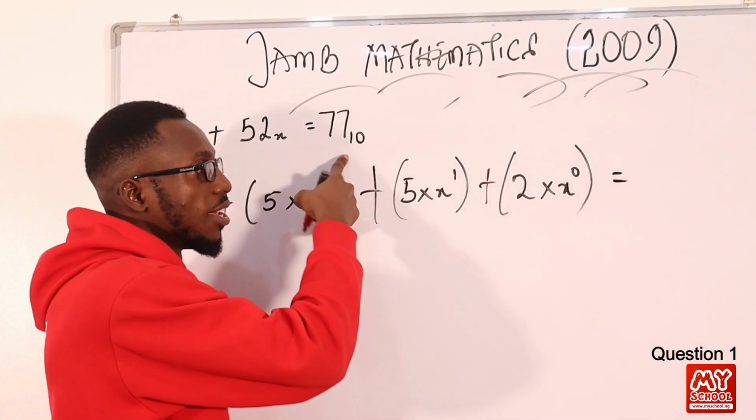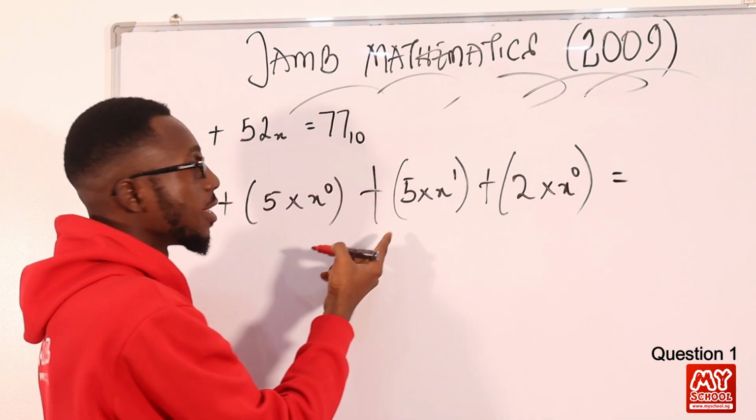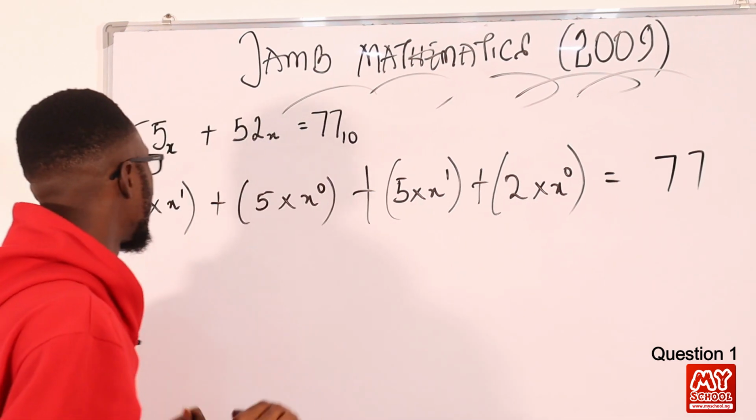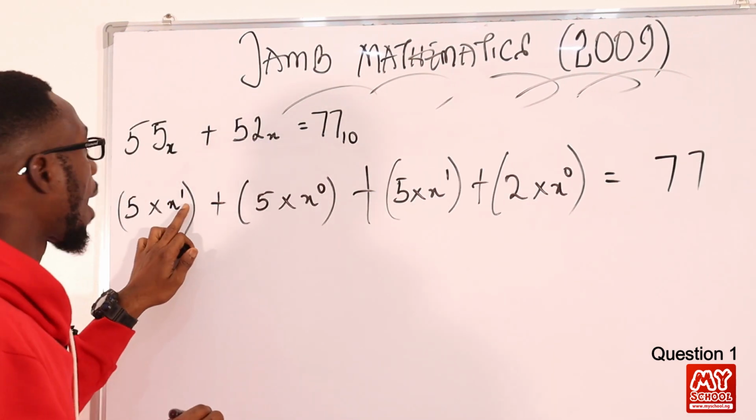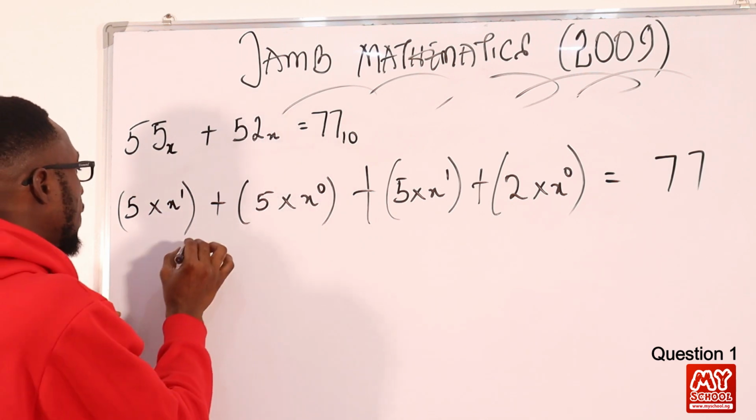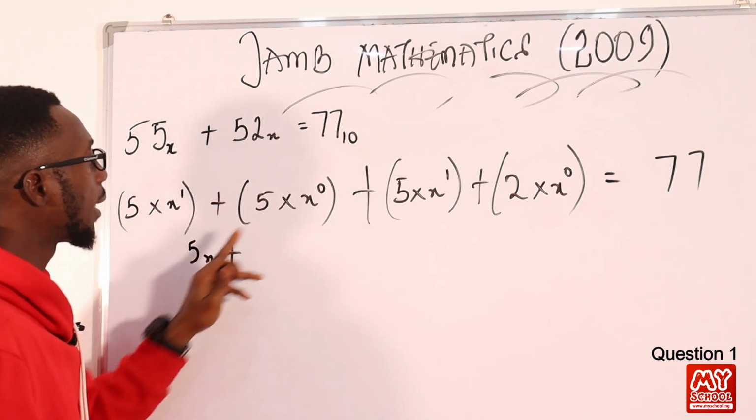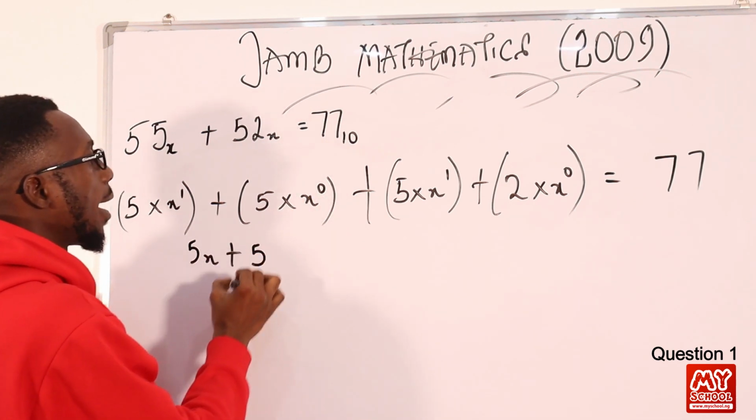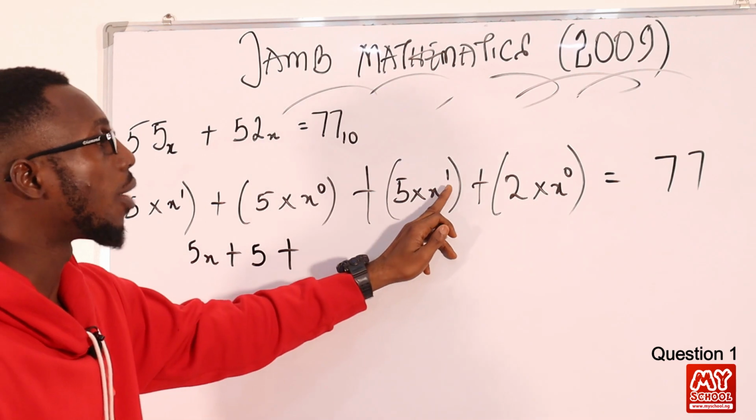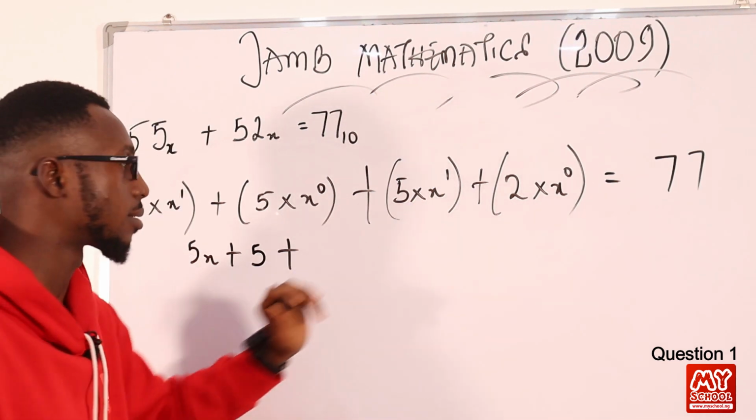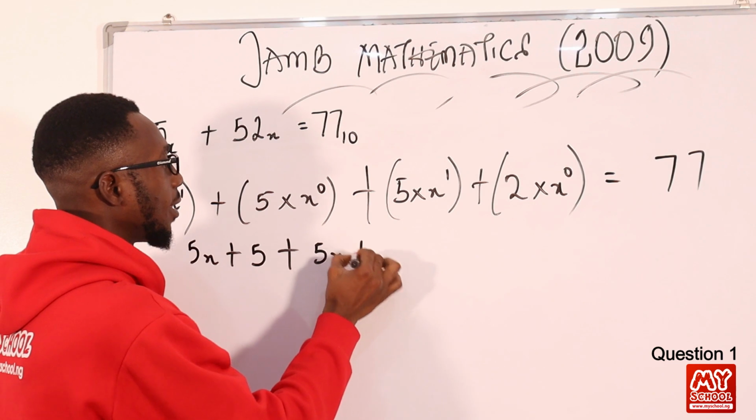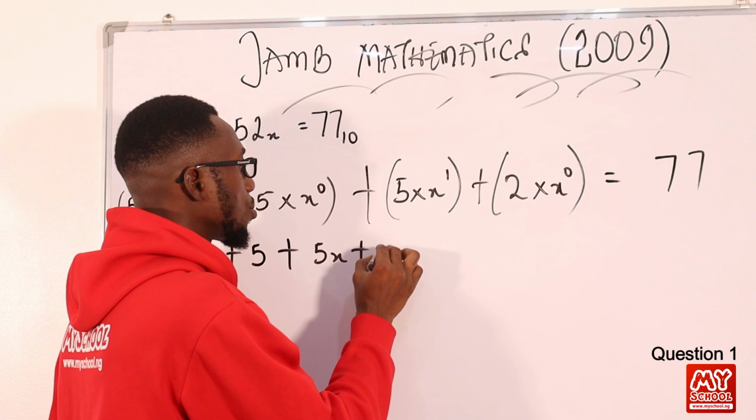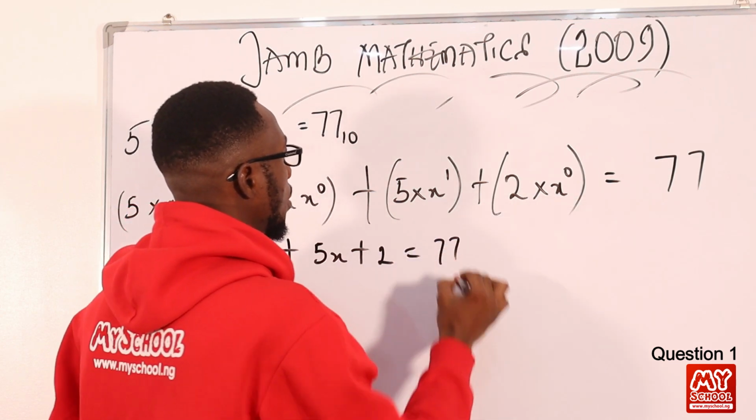Already 77 is in base 10. This expansion is actually to bring everything to base 10. So I have 77. Then x raised to power 1, that is x times 5, I have 5x, added to x raised to power 0, that is 1, 1 times 5, I have 5. Added to x raised to power 1, that is x times 5, I have 5x. Then x raised to power 0, that is 1 times 2, that is 2, then everything equals 77.